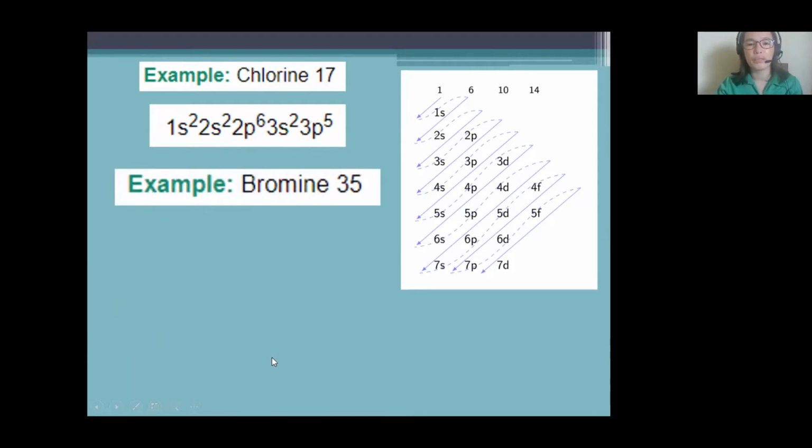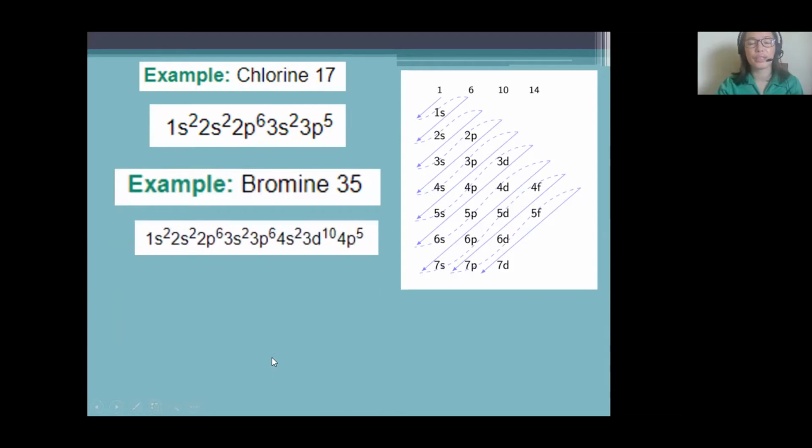So for bromine, which is 35, let's see its electron configuration. So we have up to 4p5. So 1s2, 2s2, 2p6, 3s2, 3p6, 4s2, 3d10, 4p5, and adding this, we have 35.